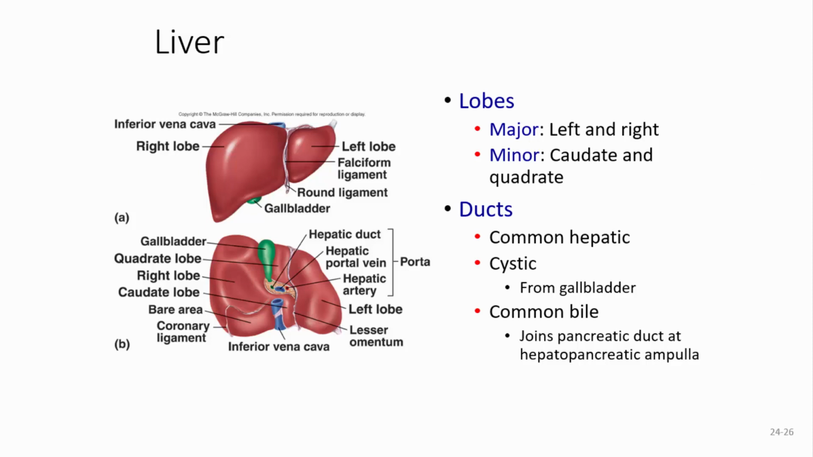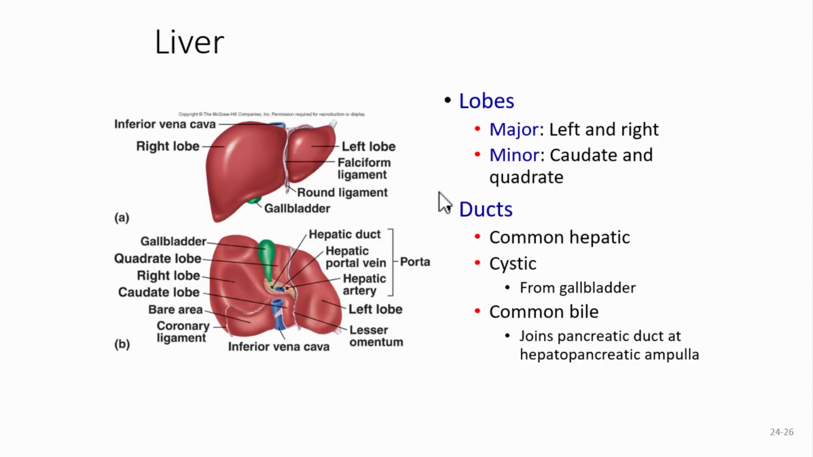Okay, let's talk about the liver. The lobes of the liver, we're going to have major lobes and minor lobes. The major lobe is going to be the left and right lobe of the liver. Now, if we tip the liver up and look under the hood here, we're going to have the quadrate lobe, which is near the gallbladder, and down here, the caudate lobe, which is going to be more caudal. Okay, so the caudate lobe. And then we can see the inferior vena cava kind of pushing past the caudate lobe.